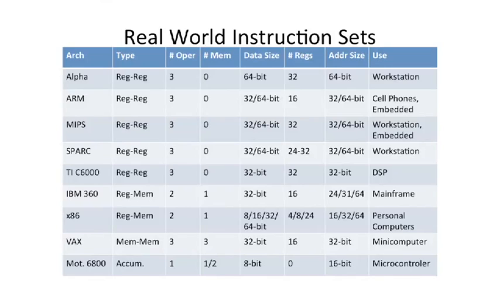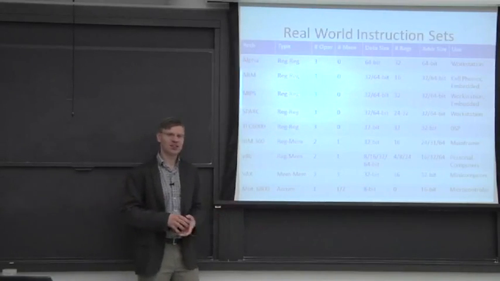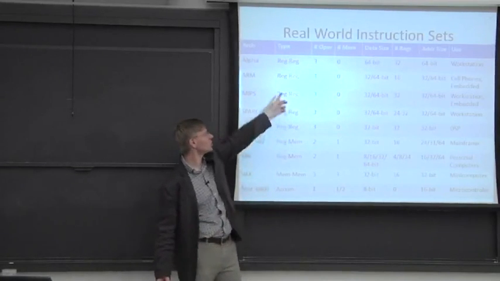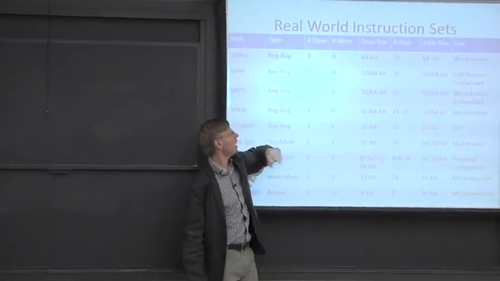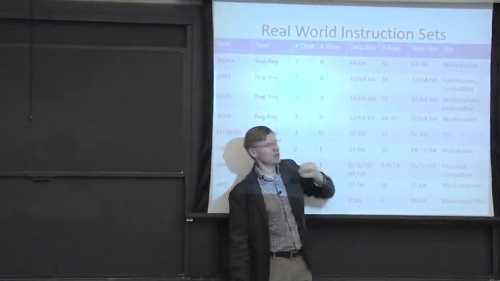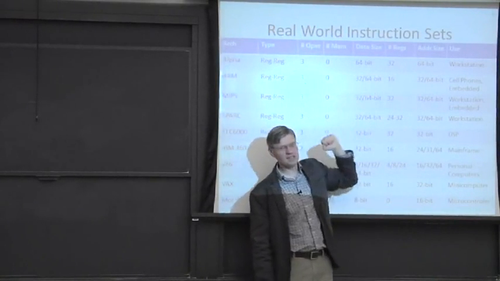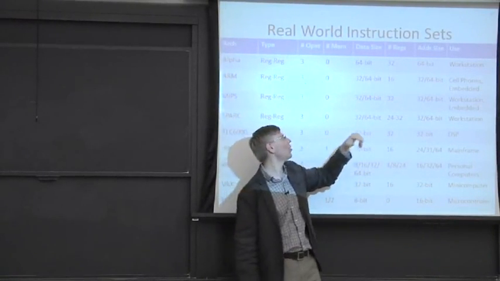Then you can see something like ARM. ARM is used in my cell phone. It's an architecture that there's a lot of different implementations of, and they've licensed it to lots of different people. But it's also register, register, register. 3 operands. There's a 32-bit, and then now there's a 64-bit data size that has just come out.